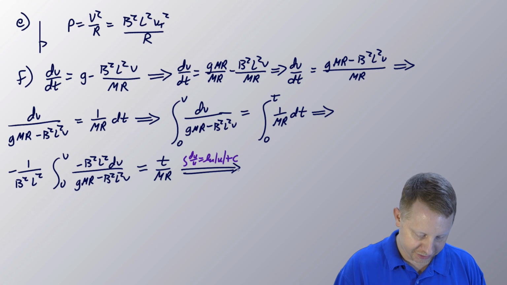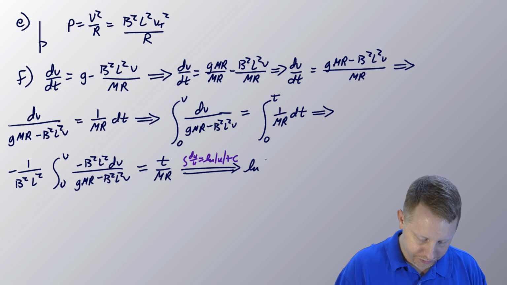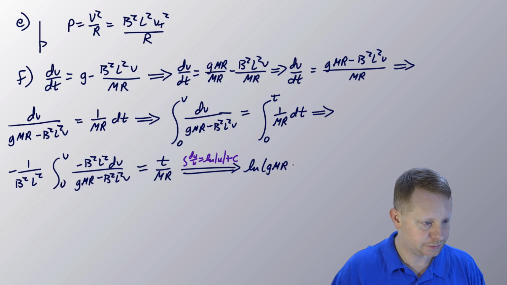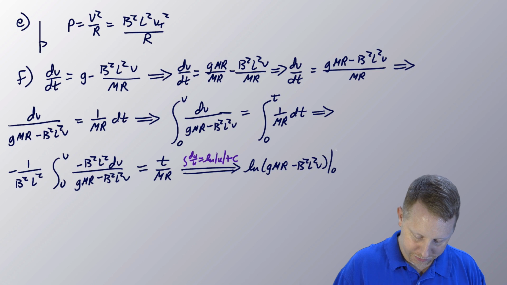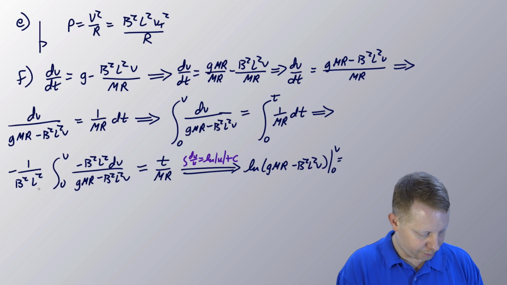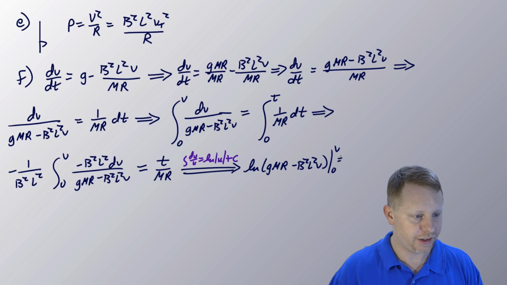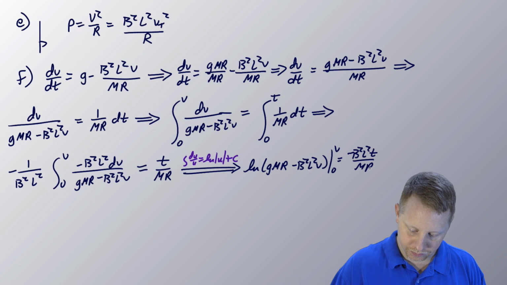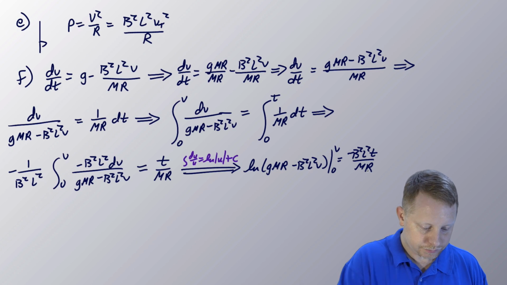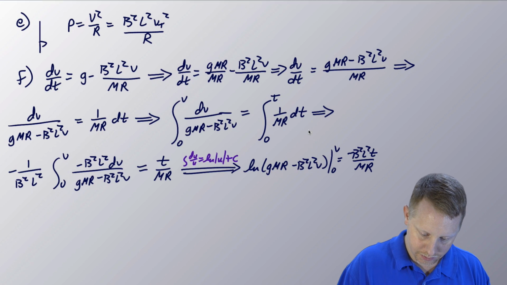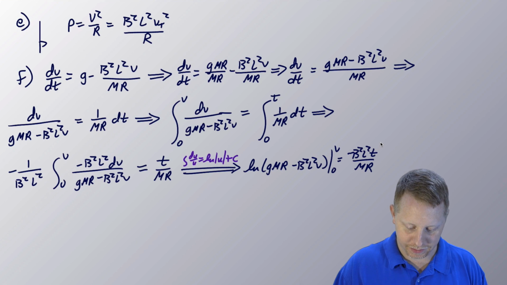This allows us to write on the left-hand side that we end up with the natural log of G capital M capital R minus B squared L squared V, evaluated from 0 to V. And that must be equal to, well, if I multiply the negative B squared L squared through to the right side, I get minus B squared L squared T over MR. All right, let's see if we can take that, and we'll slide down a little bit and go from there.